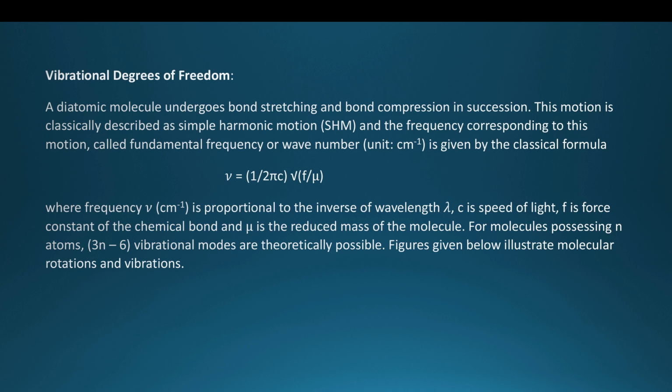We can calculate the stretching vibrational frequency for a diatomic molecule assuming a classical rigid model. It comes out to be frequency in reciprocal centimeter equal to 1 over 2 pi c times the square root of f over mu. Mu is reduced mass, f is the stretching force constant which is related to bond strength, and c is the speed of light. This classical formula has some deficiencies, but for most practical purposes it is okay.